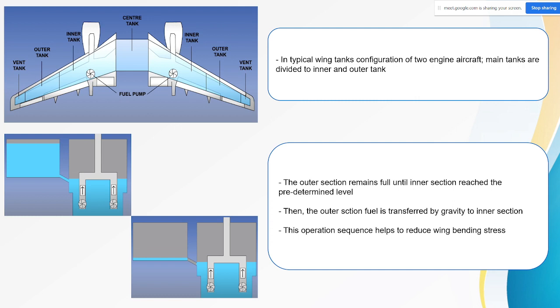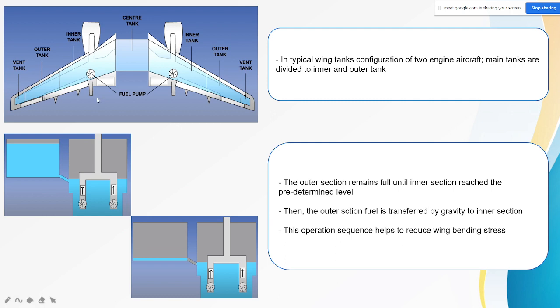Why do we need the outer section, or why do we have inner and outer tank? Why do we have inner and outer tank? I think this is given by Ryan. I think one of your slides explains why we need the fuel in the tank, right?